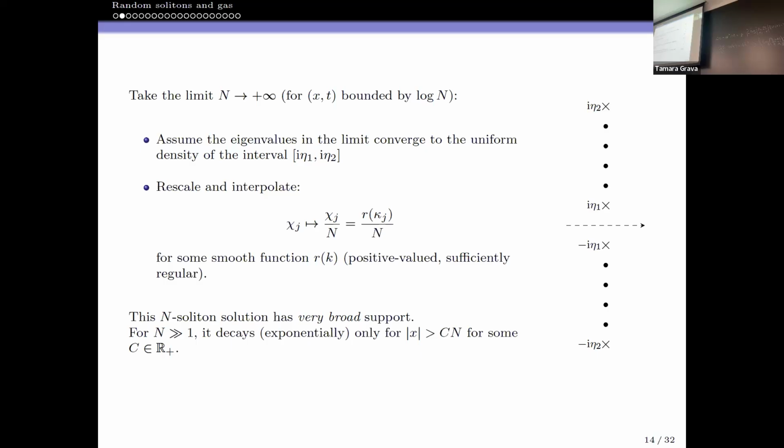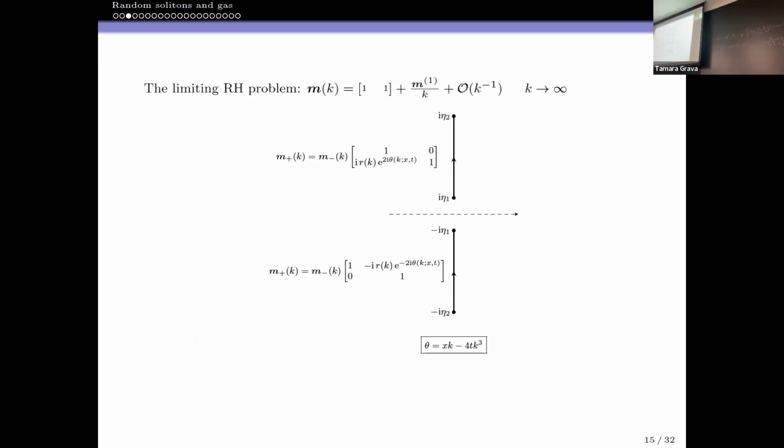Once you choose your spectral data in this way, the n-soliton solution has a very broad support. As n is very large, the support grows linearly with time. You have a lot of solitons in an interval of size n, so it's a big soliton set. Then I send n to infinity, and with this limit I arrive at a jump matrix. Before I had a residue condition with a lot of poles, and now I have a jump matrix condition. So M is no longer meromorphic in the complex plane, but becomes analytic with jumps along two intervals.